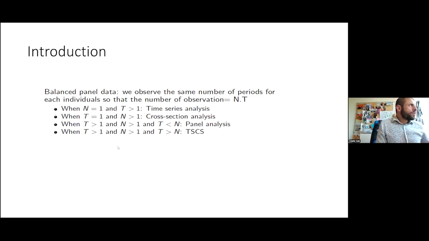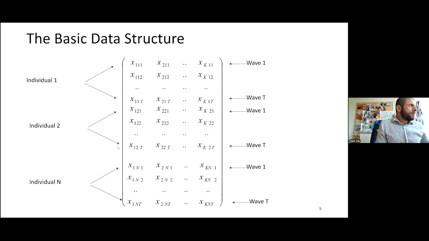So that's for the panel. What does a panel look like? In general, we observe the same individual for different variables over time, and that's what you can see here. We have individual 1, individual 2, until individual n. So in our case, let's say we have 3,000 individuals or 3,000 households or 3,000 firms that are observed in different waves: wave 1, wave 2, wave 3.